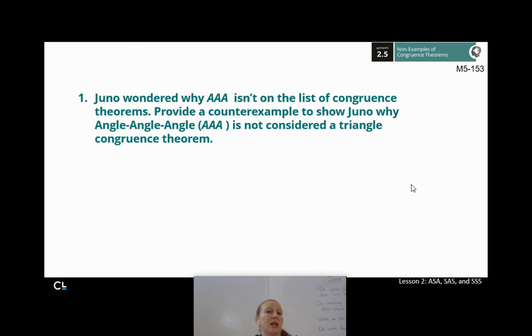Remember, a counterexample just proves something is false. It proves something is wrong. Can you give me a counterexample to show why we can't use angle, angle, angle, why it's not a triangle congruence theorem? Can you draw an example, maybe help me out a little bit here? Hit pause, draw your example, hit play, and see what I've got.